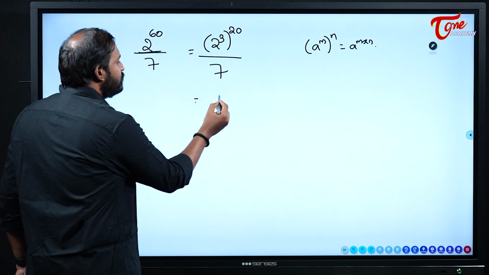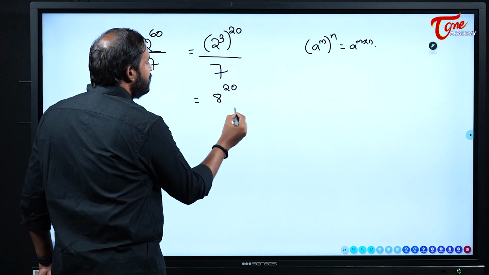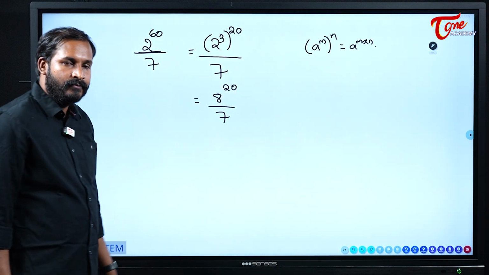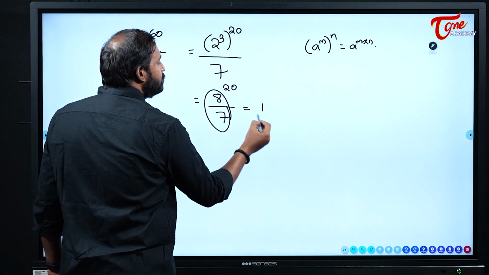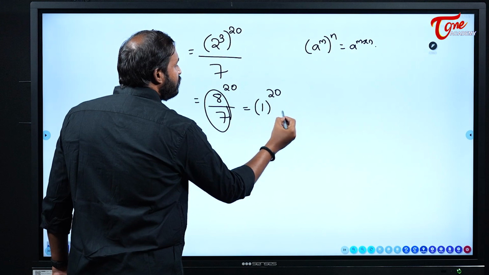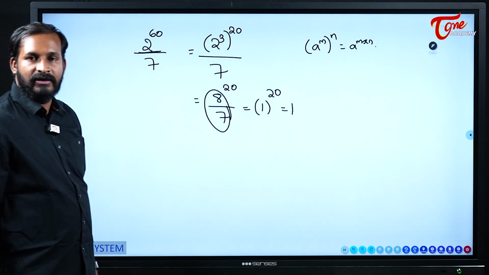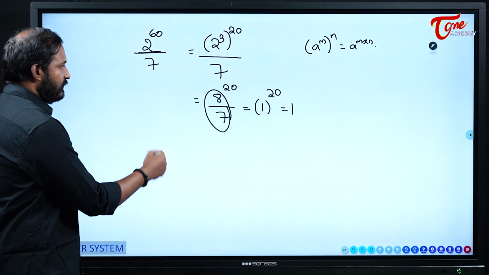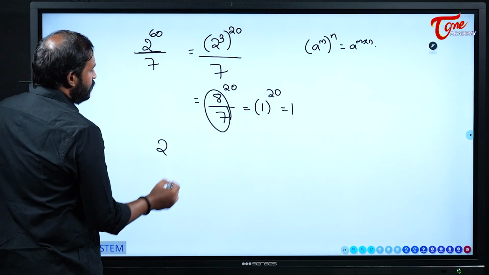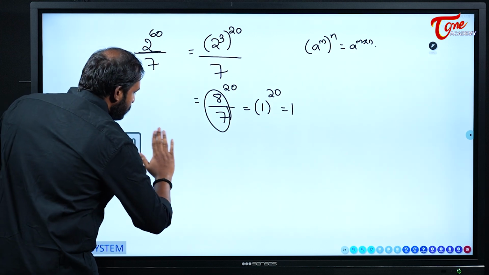So, now what happens to this? 8 to the power of 20 by 7. So, now the remainder for 8 by 7 is 1 and 1 to the power of 20 is what? 1. So, we can easily tell our answer as 1, right. Next, similarly, what we can say is one more example.